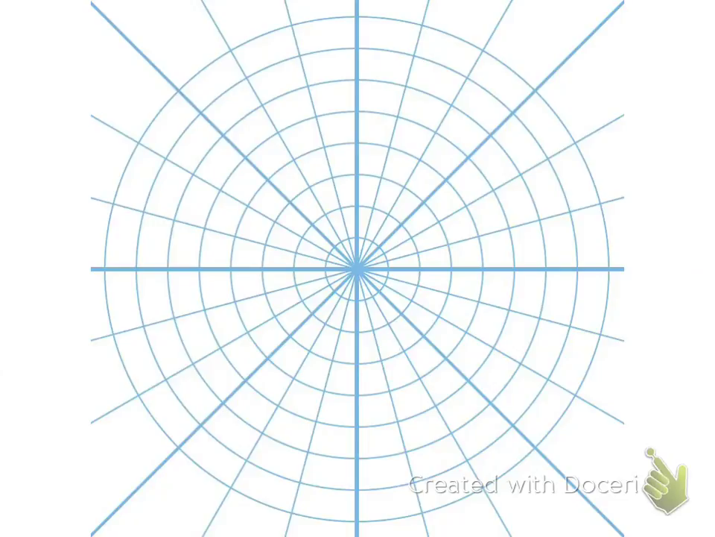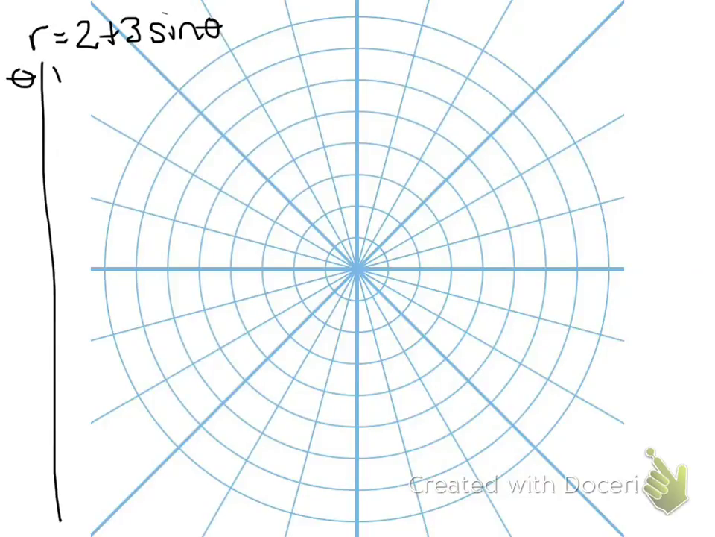Alright, we have one more limacon that we are going to take a peek at, and that will be r equals 2 plus 3 sine theta. So, one more time. Pause the video, make that theta r table as much as you need to, all the way around from 0 to 360. If you need more room, go over to another side, and come back, compare yours with mine, and then we'll graph.